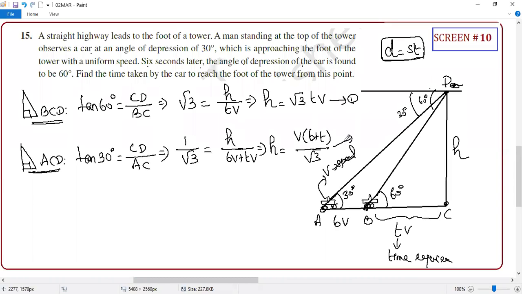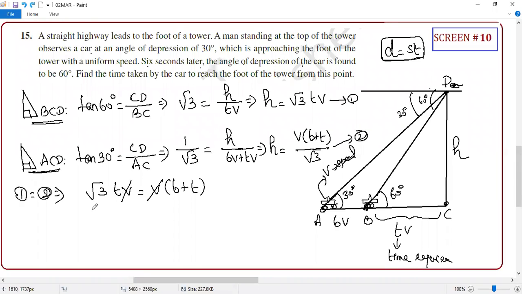Guys, if you watch, in equation number 1 and 2 the LHS are equal. So the moment the LHS are equal, which means 1 should be equal to 2, which implies your RHS has to be equal. So I am going to put root 3 TV equal to V into 6 plus T. So V cancels. Guys, we introduced the speed, but no more, it's cancelled. Now bring T to one side and the number to the other side.